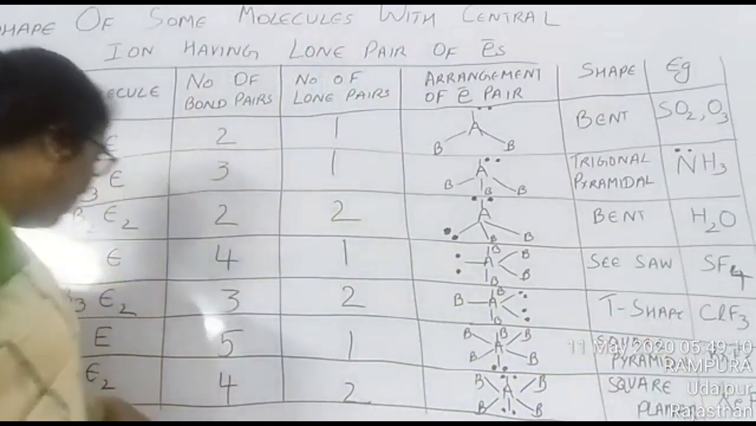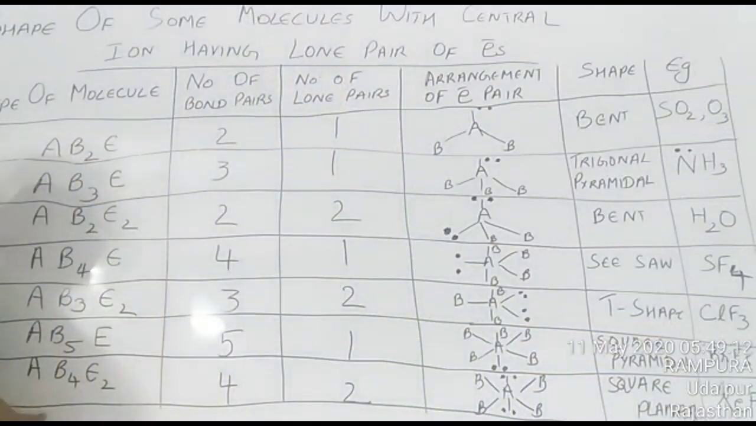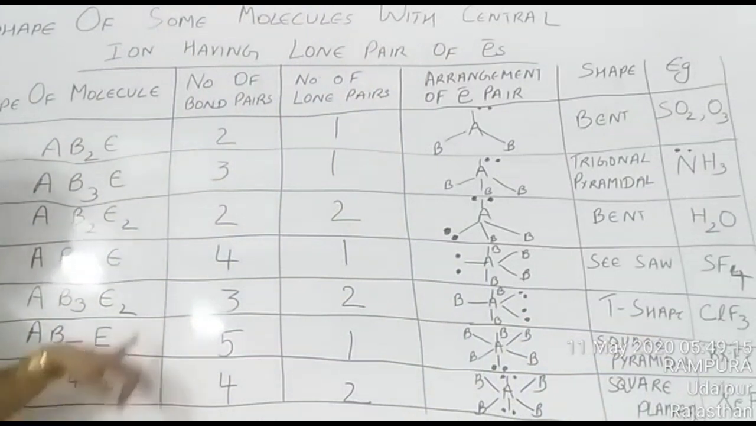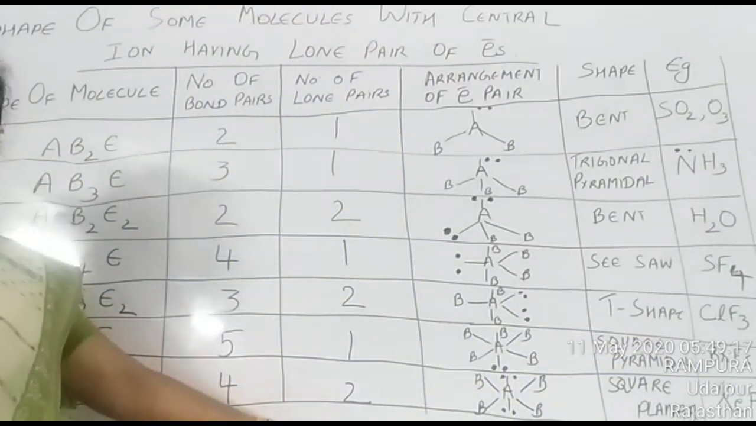And the last one you consider, if the molecule is of the type AB4E2, it has four bond pairs and two lone pairs.